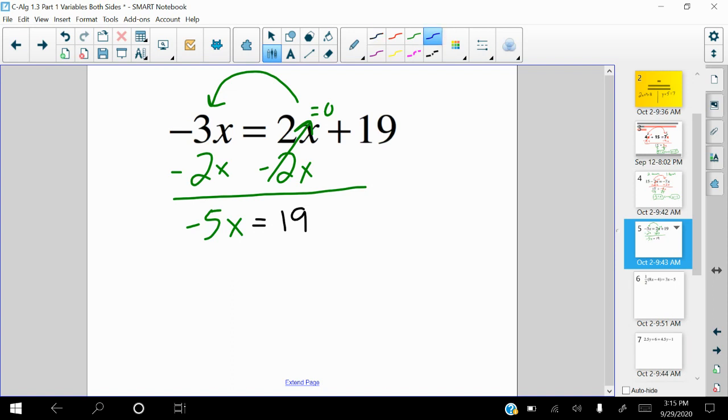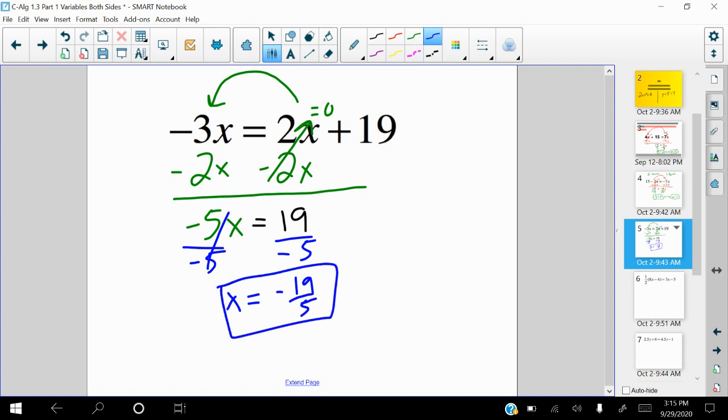And now I have a one-step equation. I divide both sides by negative 5. So we get that x is equal to negative 19 over 5. And we can leave it as an improper fraction. That's totally fine. We can't simplify 19 and 5. They're actually both prime. So we can leave this as our final answer.